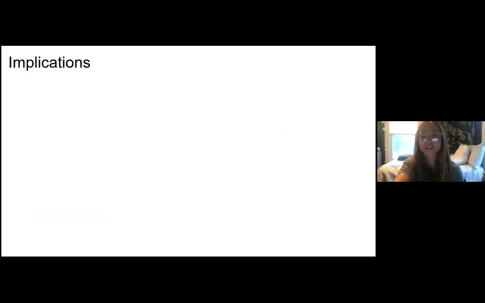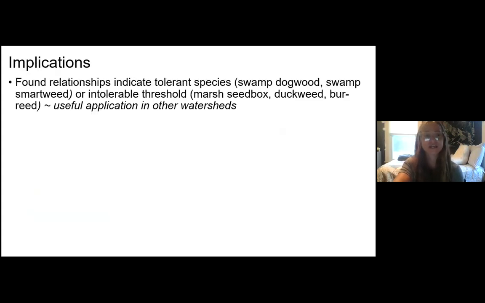Some further implications of these conclusions and findings. The first lies in the found relationships that could be indicative of tolerant species. Those include swamp dogwood and swamp smartweed. These are the positive relationships with nitrate concentrations. But on the flip side, there was also an evident intolerable threshold between species and nitrate concentrations. This includes marsh seedbox, duckweed, and burrweed.